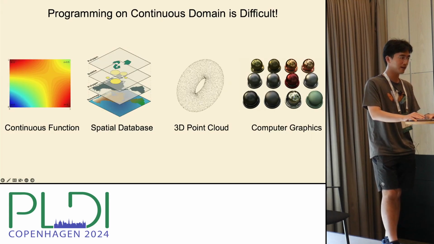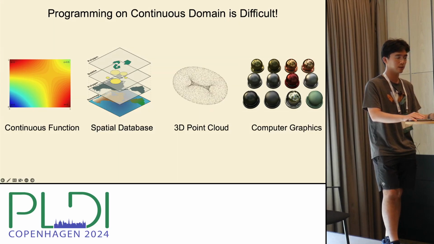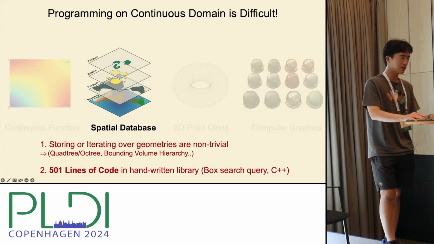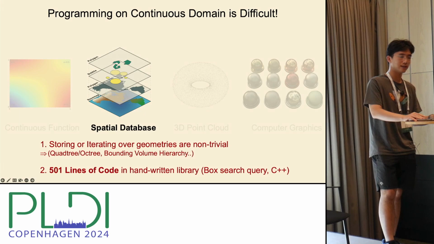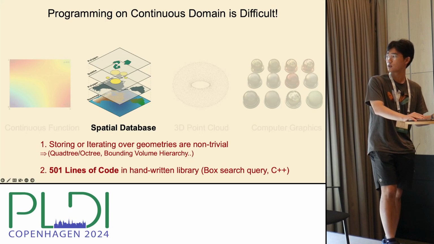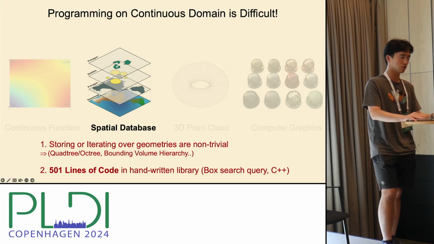In the real world, many applications work on the continuous domain, like functions in numerical computing, managing spatial databases, 3D point clouds, and computer graphics. However, as you might know, manipulating such data has non-trivial challenges. For example, in spatial databases, the challenge lies in storing these geometries. It often requires very complex data structures such as quadtrees. For example, in a famous handwritten C++ library called GEOS, it takes approximately 500 lines of code to execute a 2D range search query over geometries.